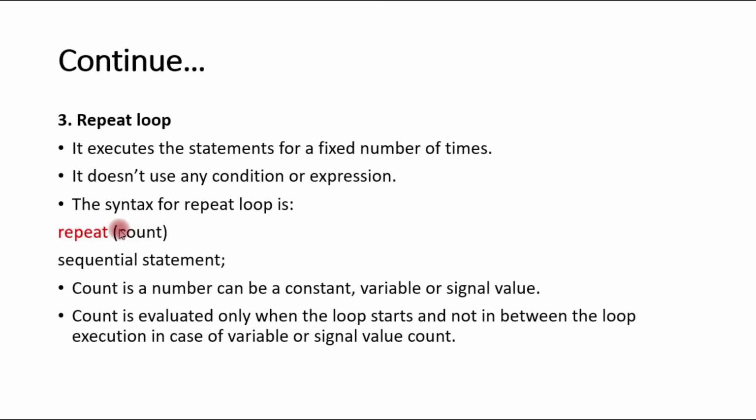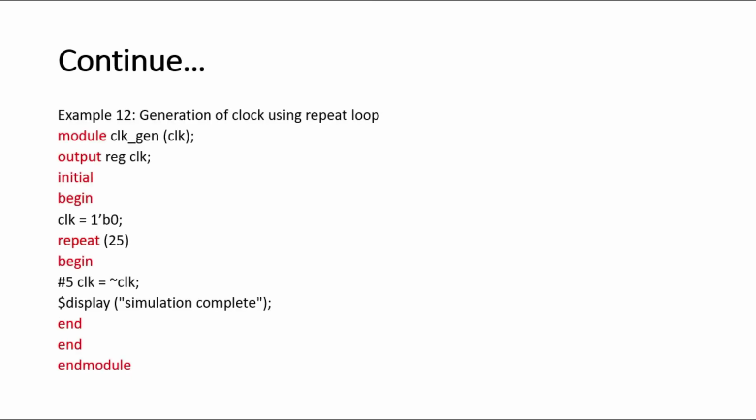Repeat, then the count value, and depending on the count value, the sequential statement or statements will be executed. This count value is a number and it can be a constant, variable or single value. In case of a variable or single value count, the count value is evaluated when the loop starts and not in between the loop execution. A clock is generated using a repeat loop.